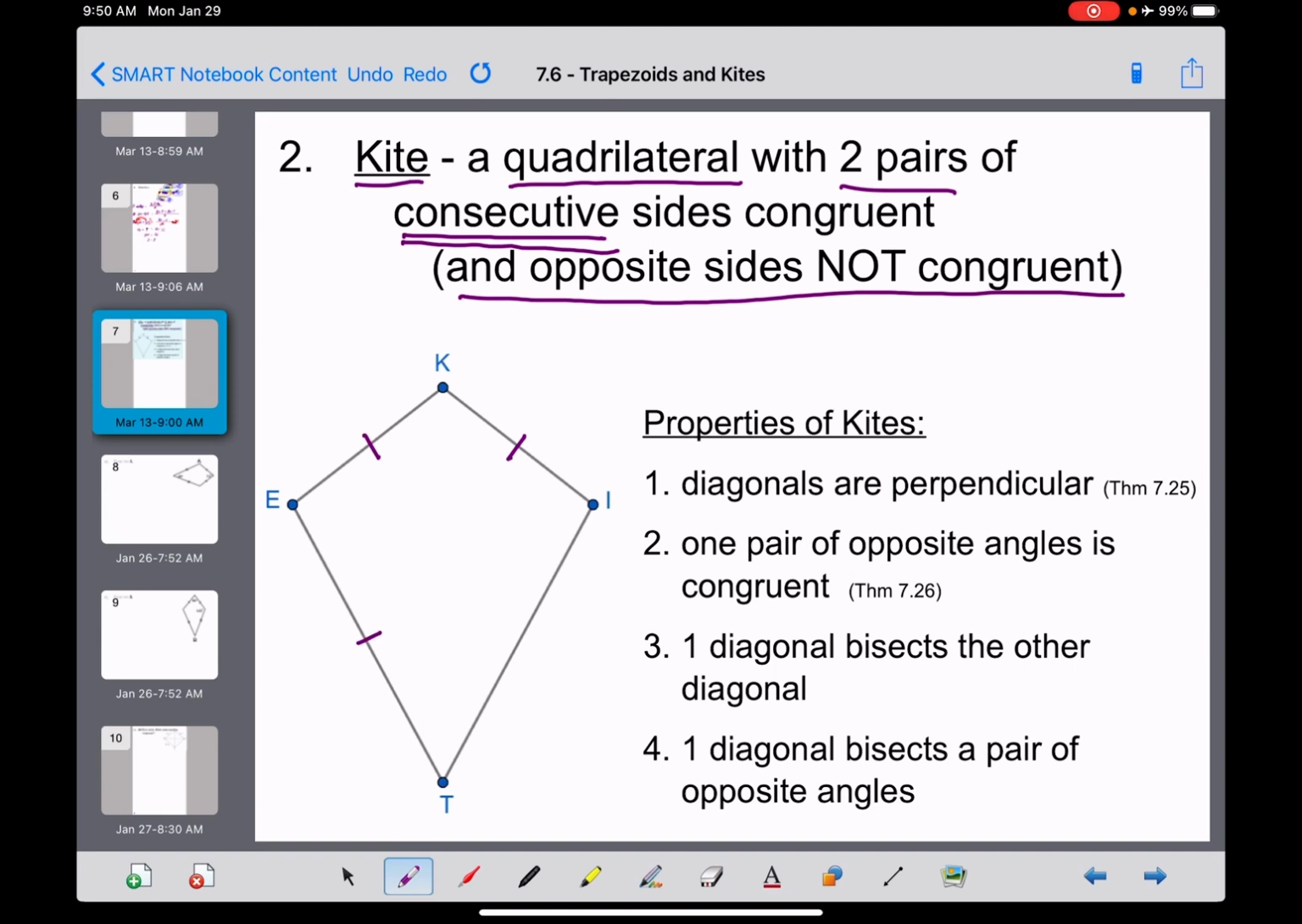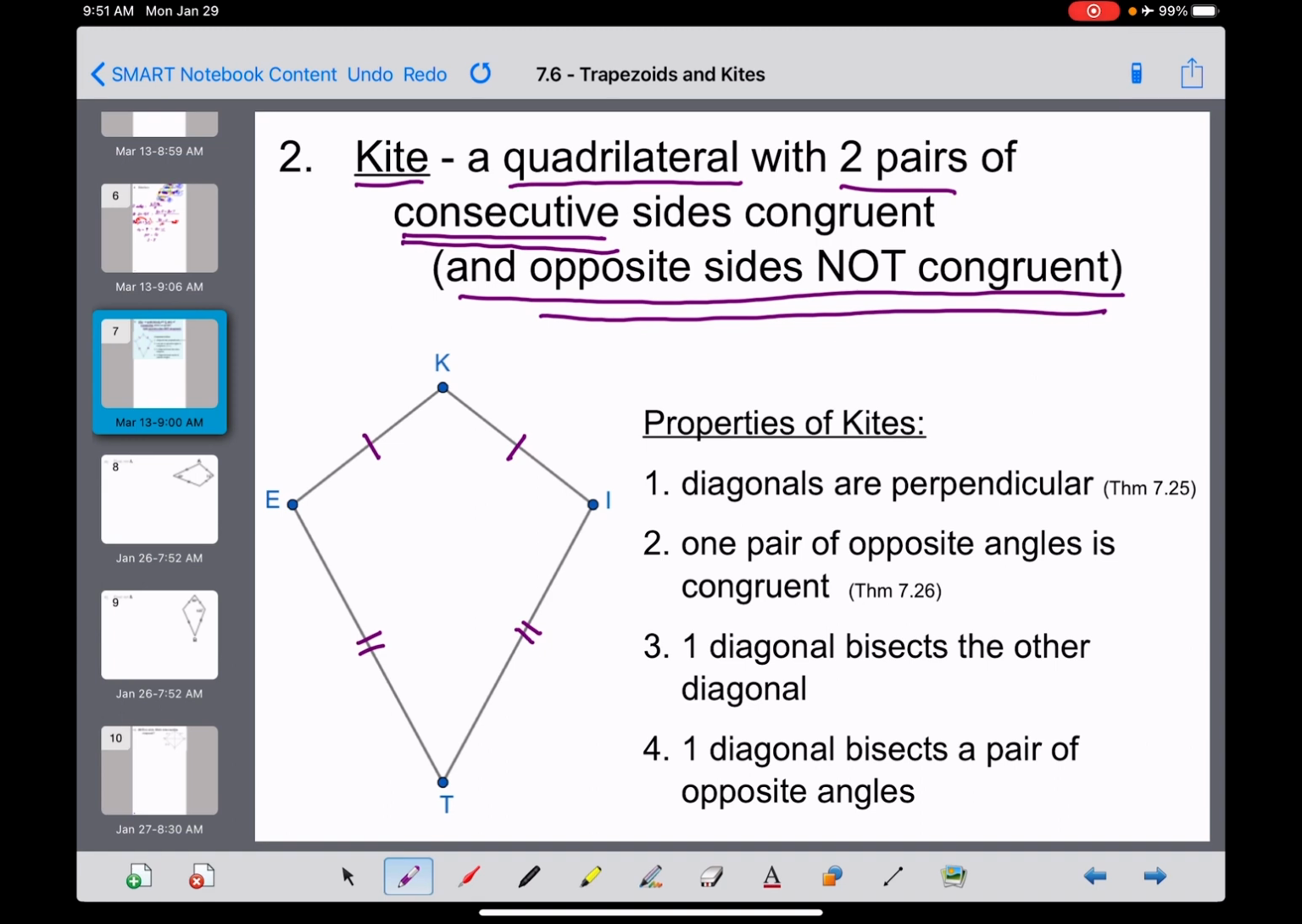There needs to be another pair as well. And that happens when we notice that line segment ET and line segment IT are congruent to each other as well. Again, those are consecutive sides in this quadrilateral because they both meet right here at point T. So that's what a kite looks like by definition, everybody. A quadrilateral with 2 pairs of consecutive sides congruent. And notice, though, opposite sides cannot be congruent.